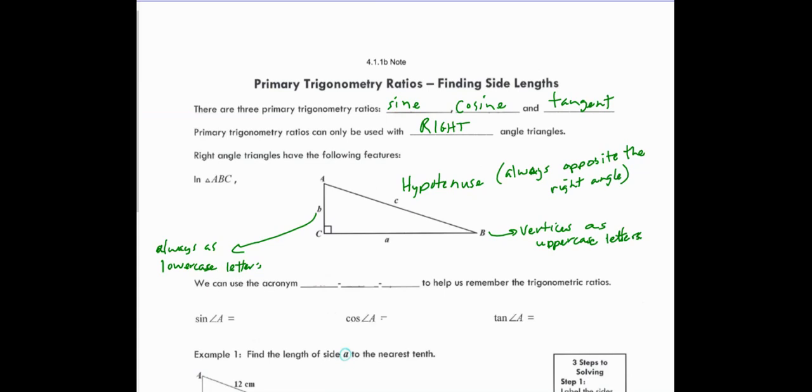And now to get more specific, if we were talking about angle A, then across from it would be opposite to angle A. And then this side would be adjacent. Now what if we were talking about a different angle?